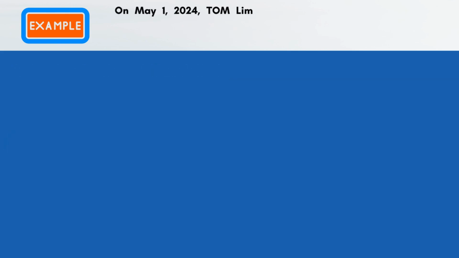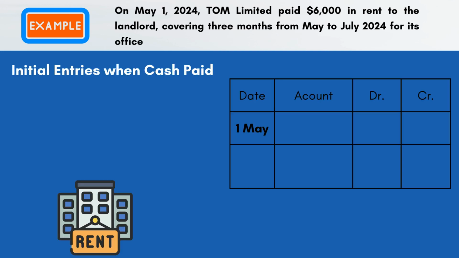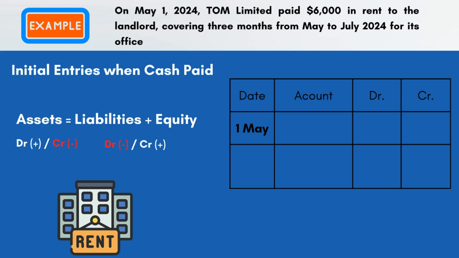Transaction number 3. On May 1st, 2024, Tom paid $6,000 in rent to the landlord, covering 3 months from May to July 2024 for its office. Let's review the initial double entries on May 1st, 2024. First, we credit the cash account for $6,000 to record the payment made to the landlord on that day. This transaction decreases the cash balance as the company paid for the rent.